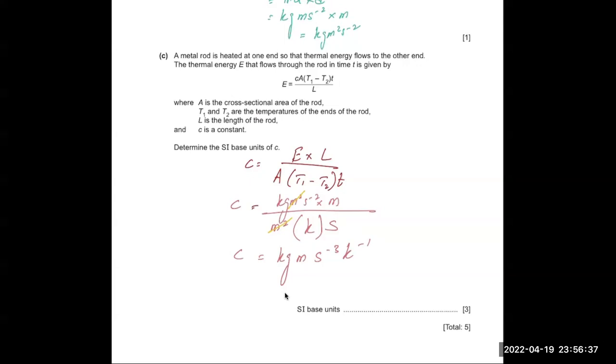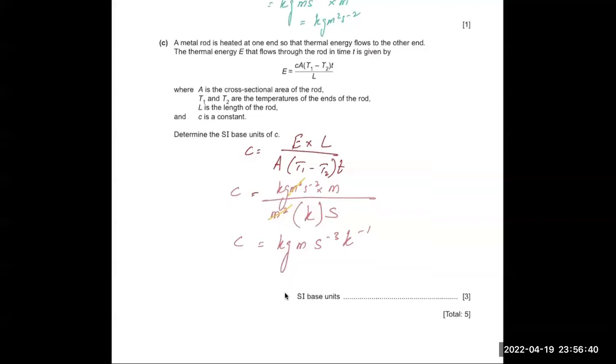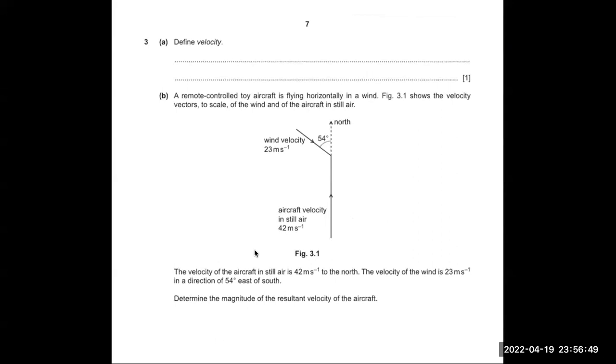That's question number 2. Question number 3, a question on kinematics. Define velocity. You may either write it's the change in displacement per unit time, or you may write rate of change of displacement with respect to time. Basically they mean the same thing.